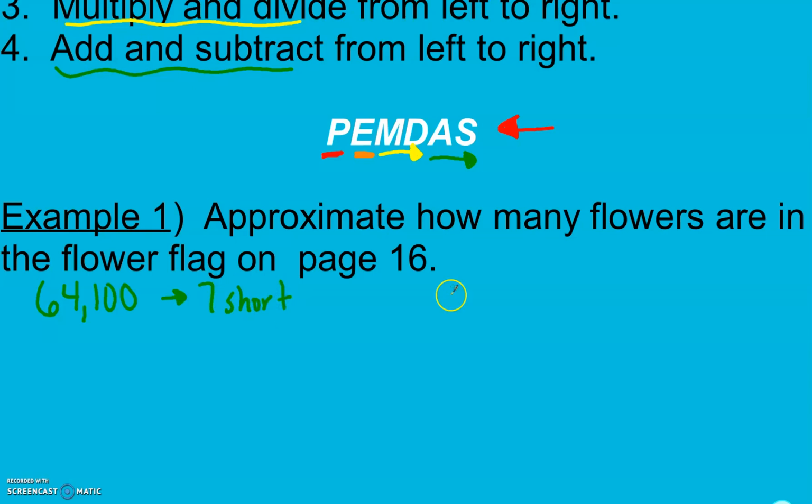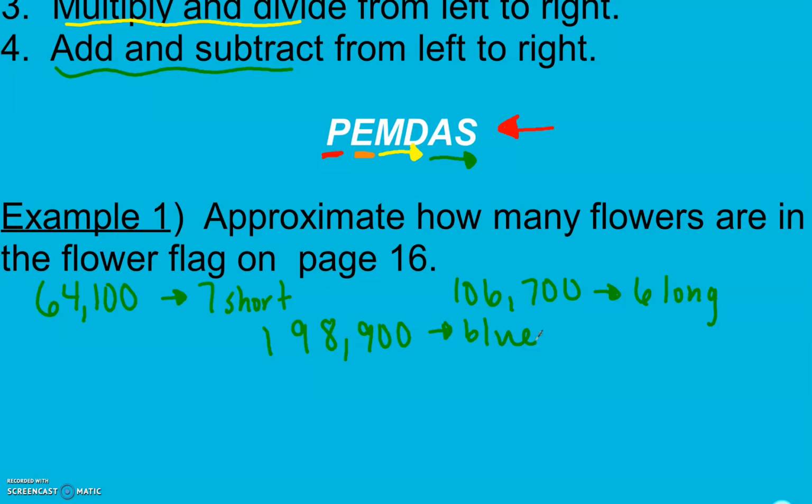Then it says there are about 106,700 plants in each of the 6 long stripes. And the blue region contains about 198,900 flowers. So what we can do here is write this as, there's 2,000 plants in each of the stars, and there's 50 stars for 50 states.